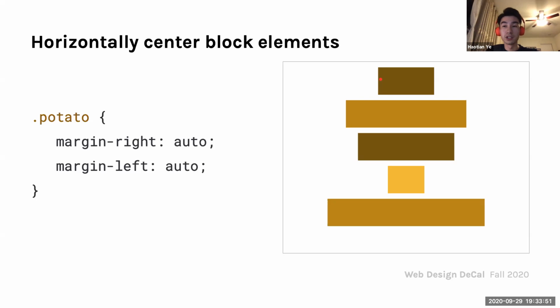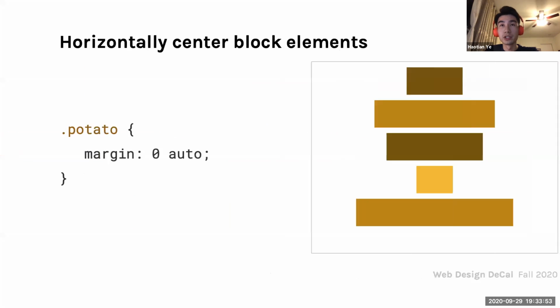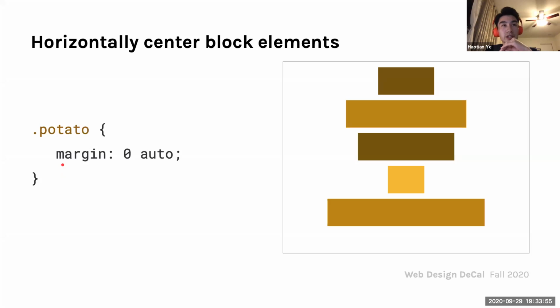Or if you're a simple person like me and you don't want to write that much, there's also a one-liner, which is just margin 0 auto, and it'll do the same thing. So you don't have to write 2 lines of margin left, margin right, auto. You can just do it simply in 1 line. So that's what's easy about this.